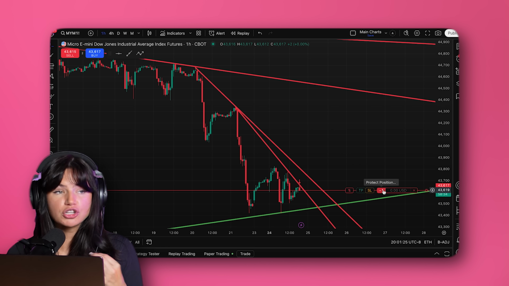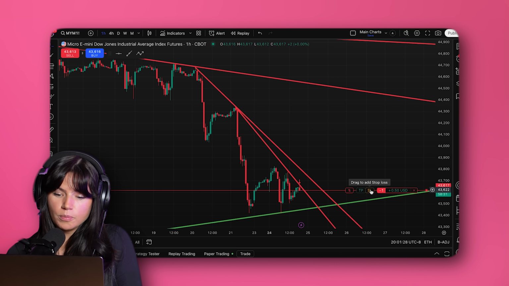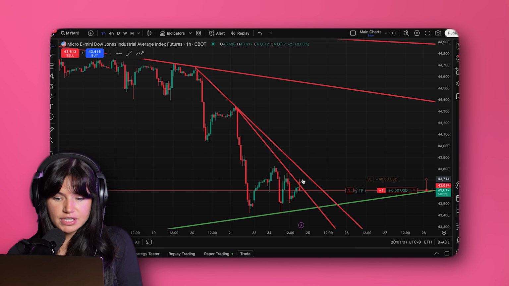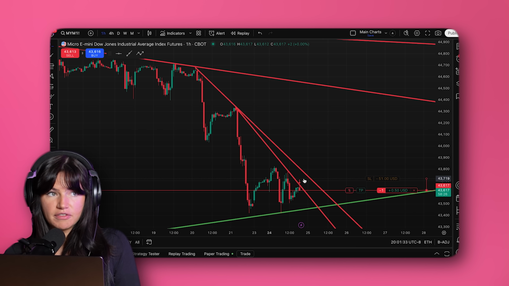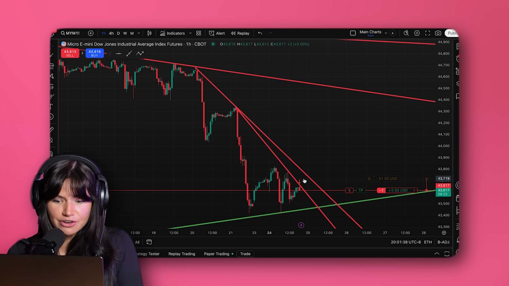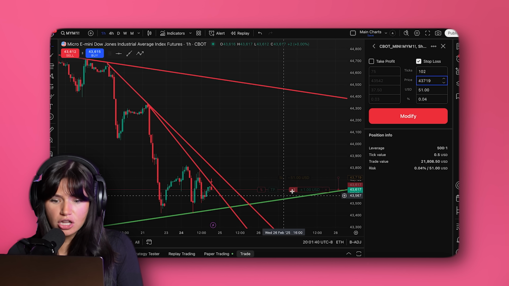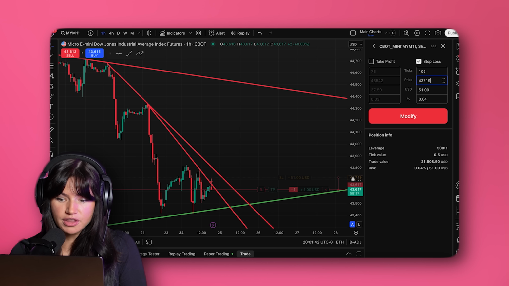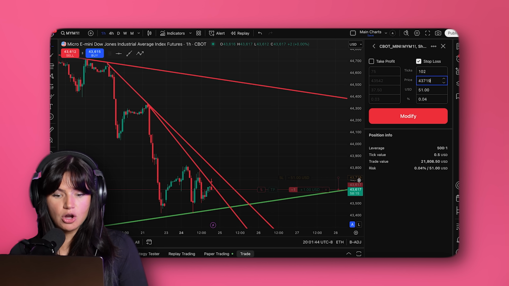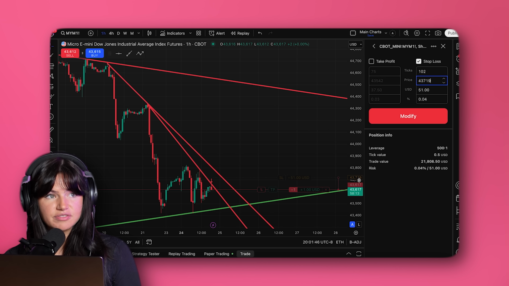So where do we put our stop loss? Our stop loss is going to go on the other side of our downward trend line. So if the price doesn't bounce off of this downward trend line, we know, okay, time to close this trade, time to take a loss. Now in this scenario, we only need to risk $50. If the price comes up to $43,719, we know, all right, this wasn't a bounce of the downward trend line.